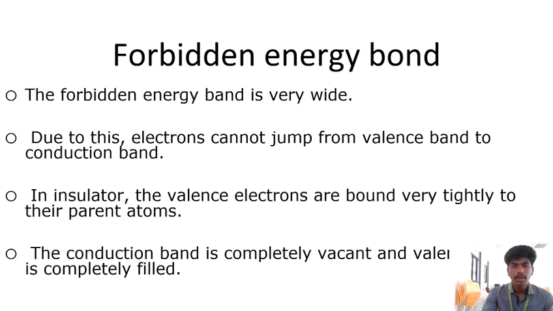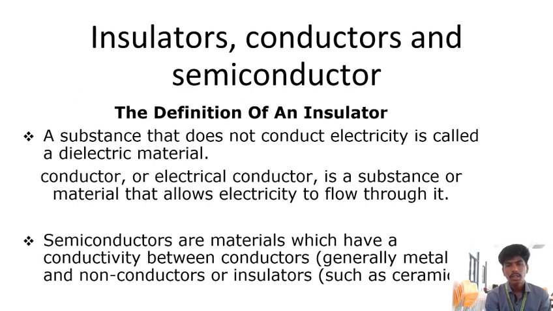Forbidden energy band. The forbidden energy band is very wide. Due to this, electrons cannot jump from valence band to conduction band. In an insulator, the valence electrons are bound very tightly. The conduction band is completely vacant and the valence band is completely filled.